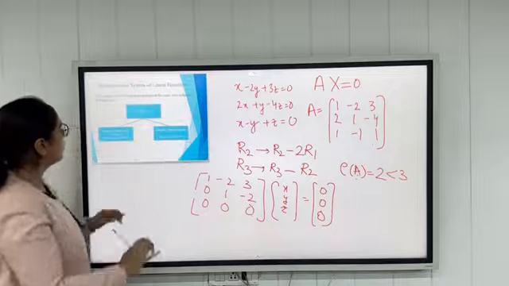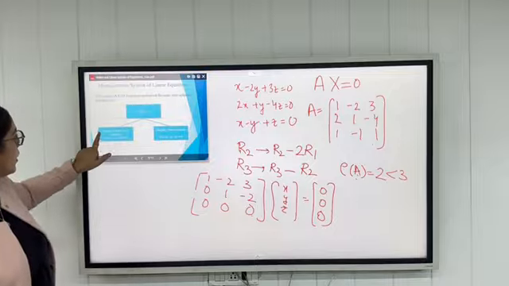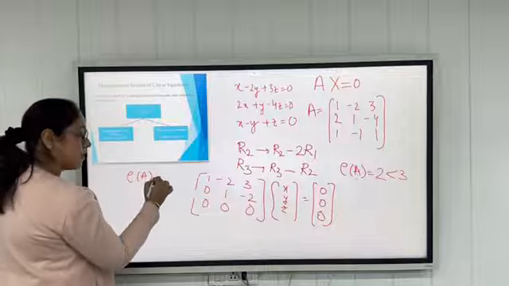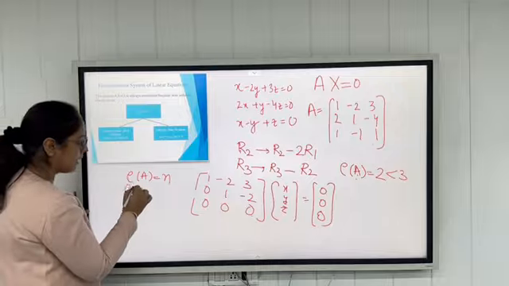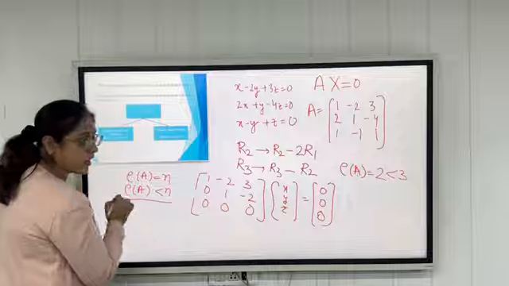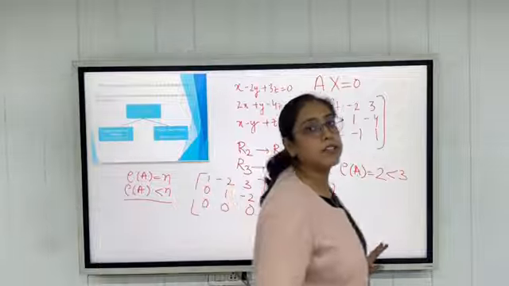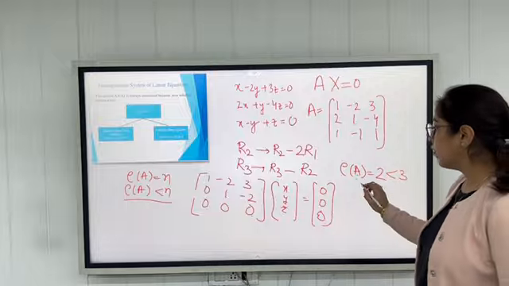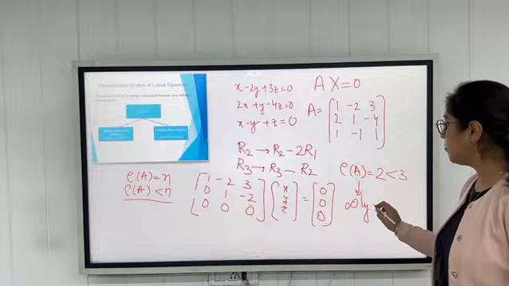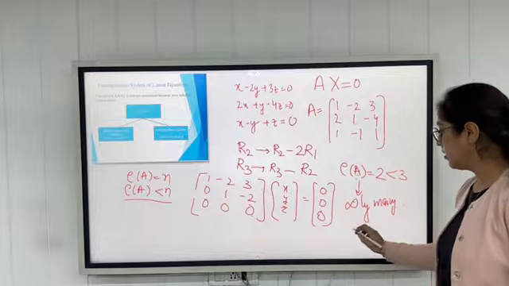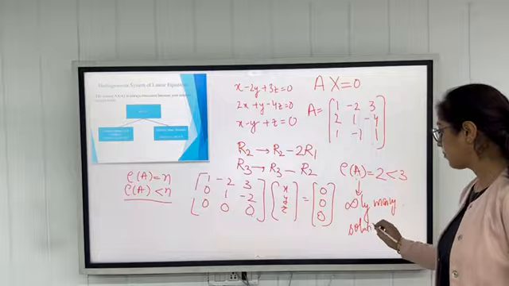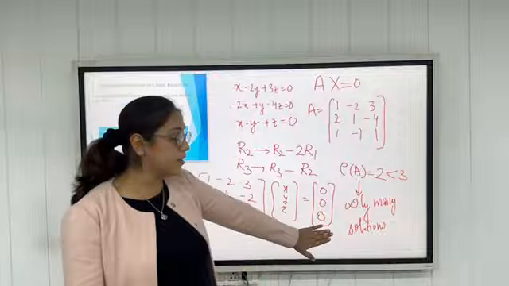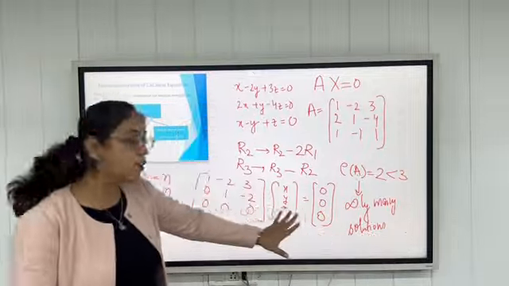I have already told you that it will have a unique solution if rank of A is equal to the number of unknowns, and if it is less than the number of unknowns, then it will have infinitely many solutions. So in this case, the rank of A is 2, which is less than 3. That means we will have infinitely many solutions in this case. Now we also have to find these infinitely many solutions. How will they look?